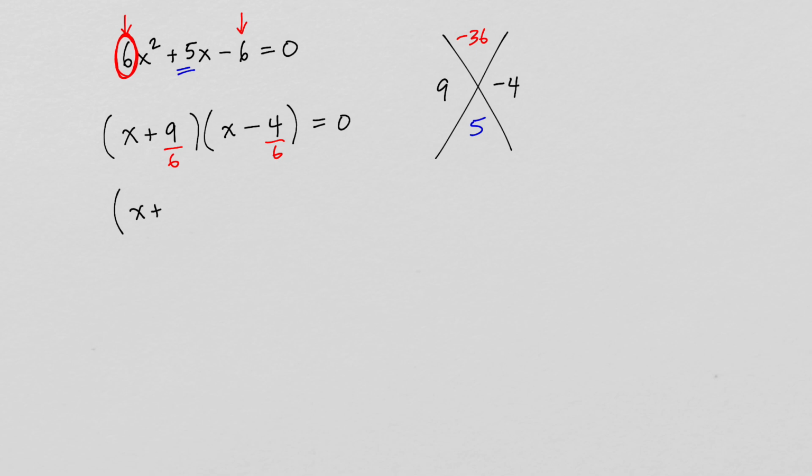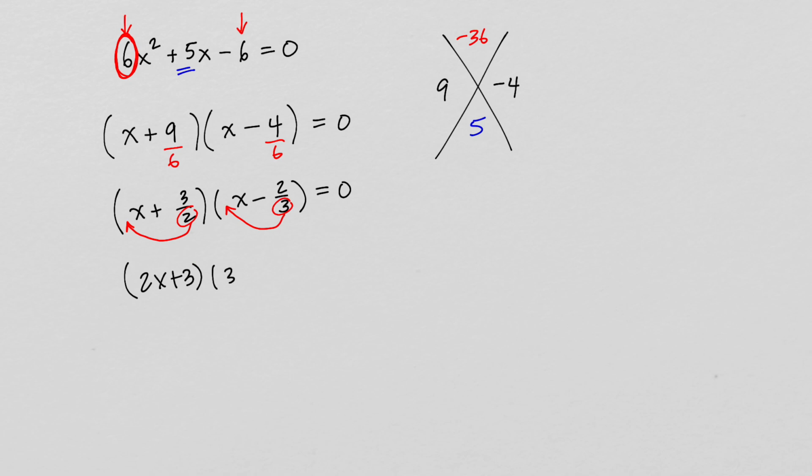Then simplify, so this becomes x plus 3 over 2 and x minus 2 over 3. And the final step, we're going to move these in front. And this gives us 2x plus 3 times 3x minus 2. And if you solve each one of these, here you are going to get x equals negative 3 halves.